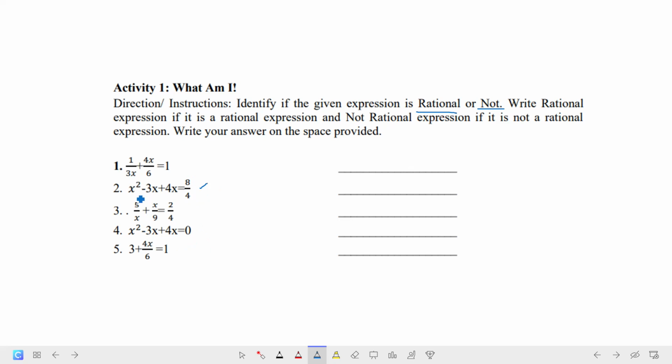Kung makikita nyo, sabi ko yung may x lang. Here, okay naman yung x. Ito, pwede mo pag-simplify. 8 over 4 is 2. So, hindi na siya rational. Basta ang palatandaan nyo dito sa rational, mayroong fraction sa x. Next.